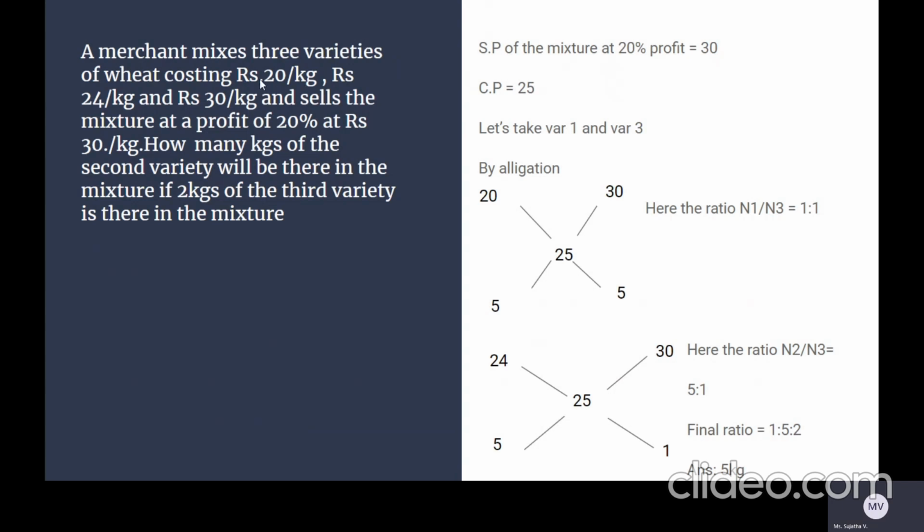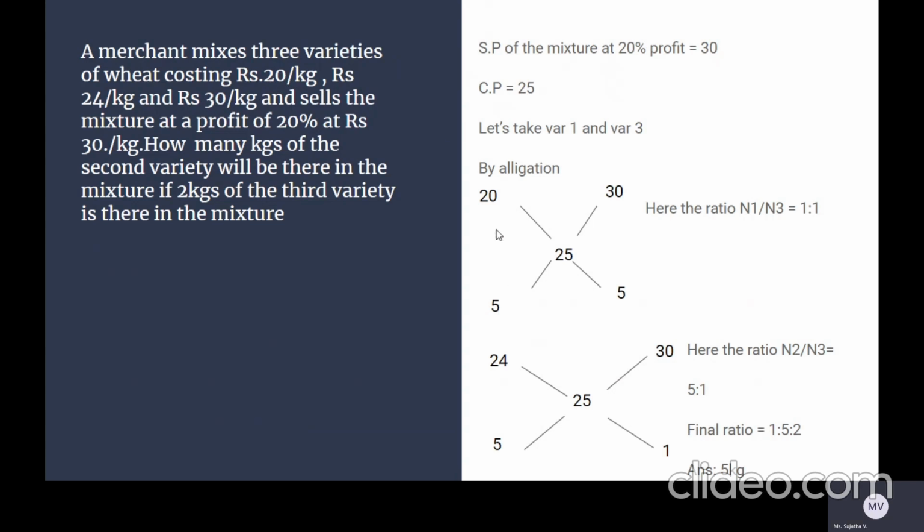Now the average cost price of the three varieties mixed together is 25. Our first job is to take two at a time, because we know how to do alligation for two things. How will you choose the two? Don't take 20 and 24. Why? Because your average is 25. Take two quantities so that 25 is between the two values. So I'll choose 20 and 30, since 25 lies between 20 and 30. So I'll work with A1 and A3.